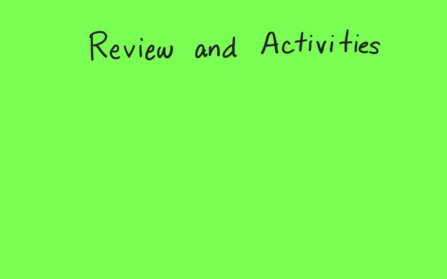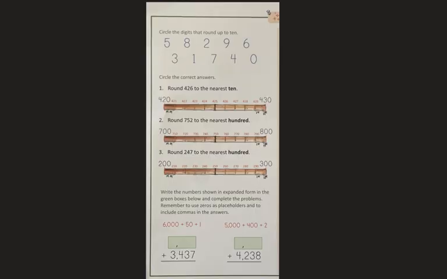All right, now we're to the review and activities. Okay, on this page, circle the digits that round up to 10. So when we were learning about rounding, the numbers that would round up to 10. Circle the correct answers. Round 426 to the nearest 10. Round 752 to the nearest 100. Round 247 to the nearest 100.